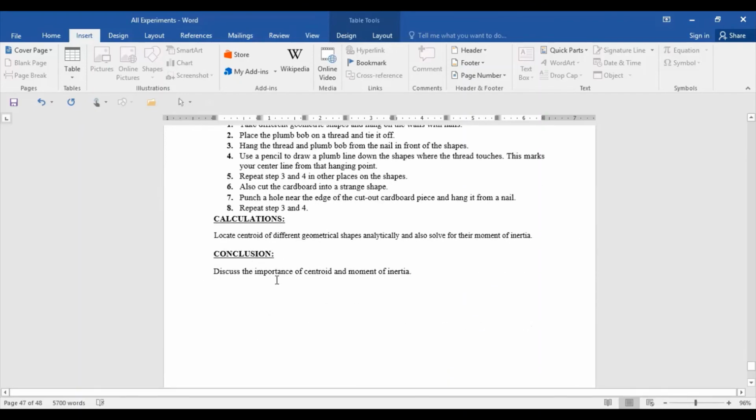And in the conclusion, you have to discuss the importance of centroid and moment of inertia, but you should not write down the definition of centroid and moment of inertia. You have to discuss why it is important that we find out the centroid and moment of inertia. You have to discuss in the calculation how to locate the centroid of different geometrical shapes analytically and also solve for their moment of inertia.